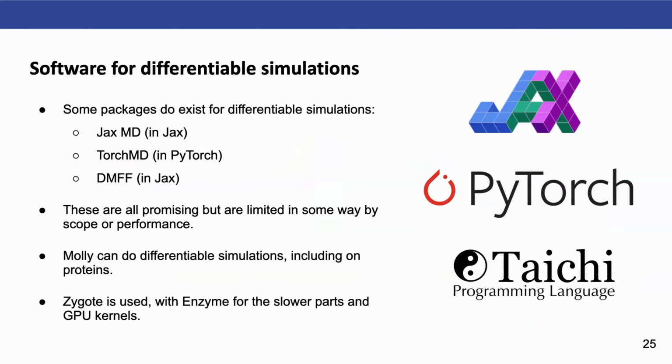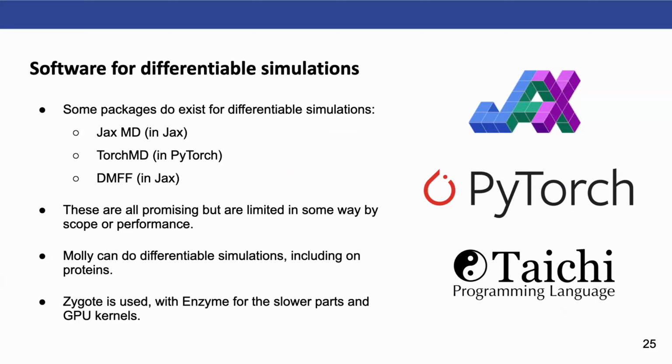So I said there was no really mature software for differentiable simulations. I think that's a fair statement. There are some really cool packages. There's JAX-MD, which is probably the most used, in JAX, obviously. There's TorchMD, in PyTorch. There are a couple of others, but they're all promising, but limited in some way by scope or performance. So JAX doesn't really have proteins. TorchMD is a bit slow.